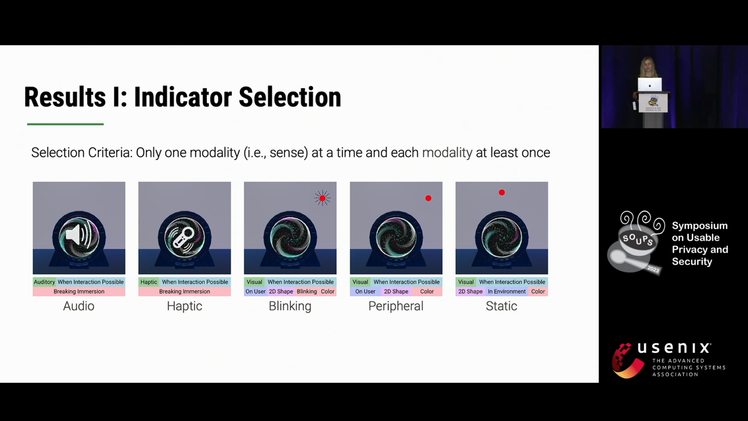So for example, using a haptic and an audio indicator, or using a visual and a haptic indicator. So we use only one modality at a time. And we also refrained, except for one indicator, from placing them directly in the 3D environment. Moreover, we also wanted to explore each modality that was suggested by our experts at least once. So these considerations resulted in the following 5 indicators.